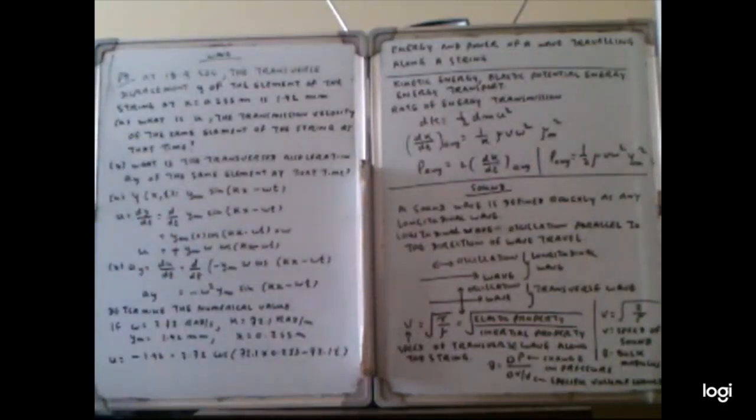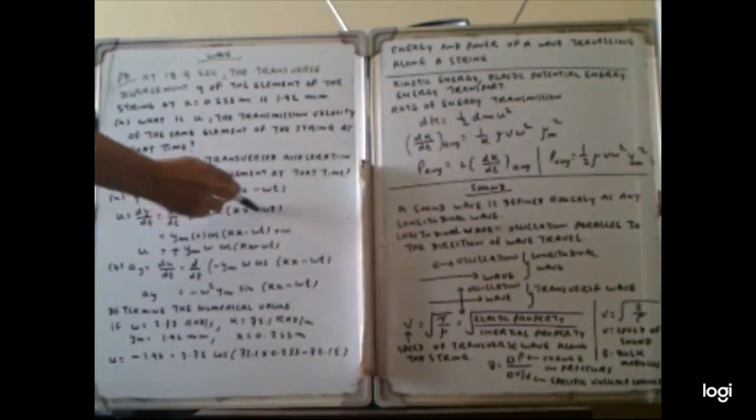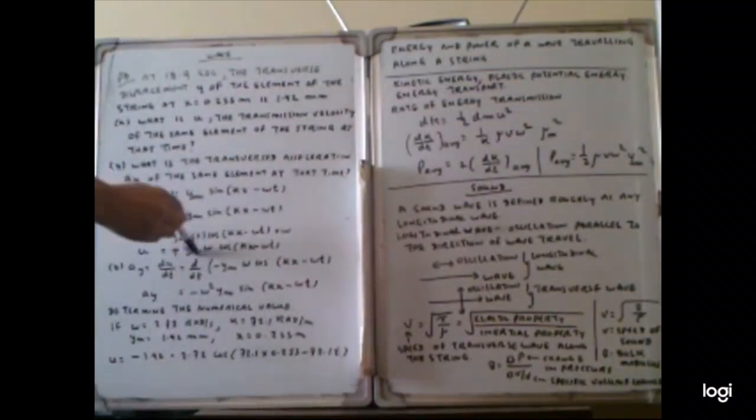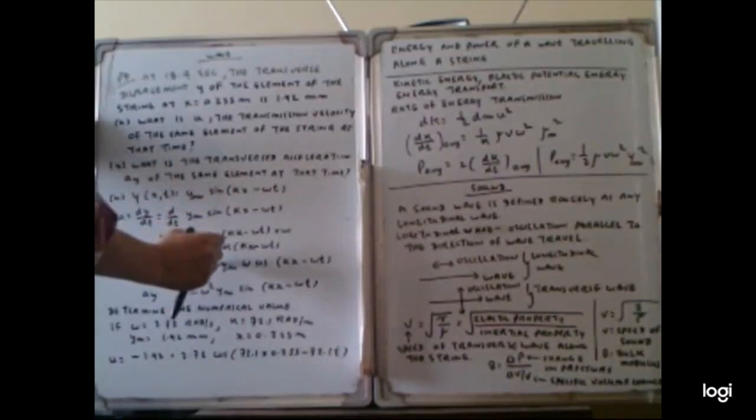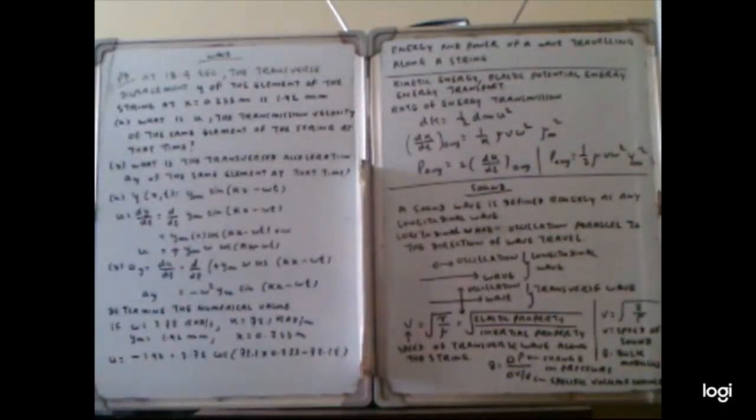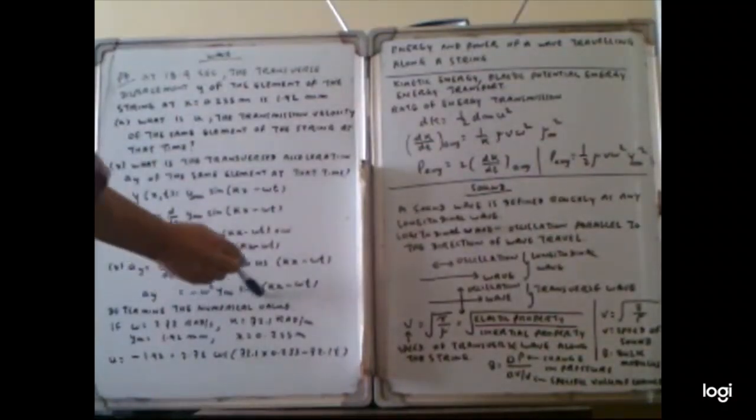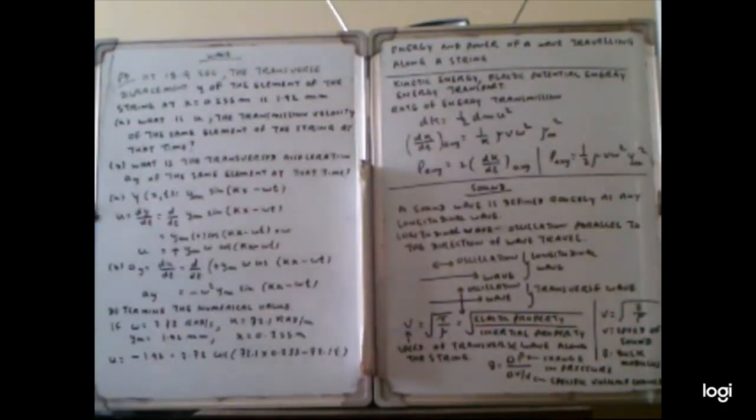Okay, so this one is you differentiate y. dy/dt, so d/dt of yn sin(kx minus omega t). So what you get is u = yn omega cos(kx minus omega t). Then a = du/dt, d/dt of yn omega cos(kx minus omega t). So what you get is minus omega squared yn sin(kx minus omega t). So this is for the velocity equation. This is the acceleration equation.